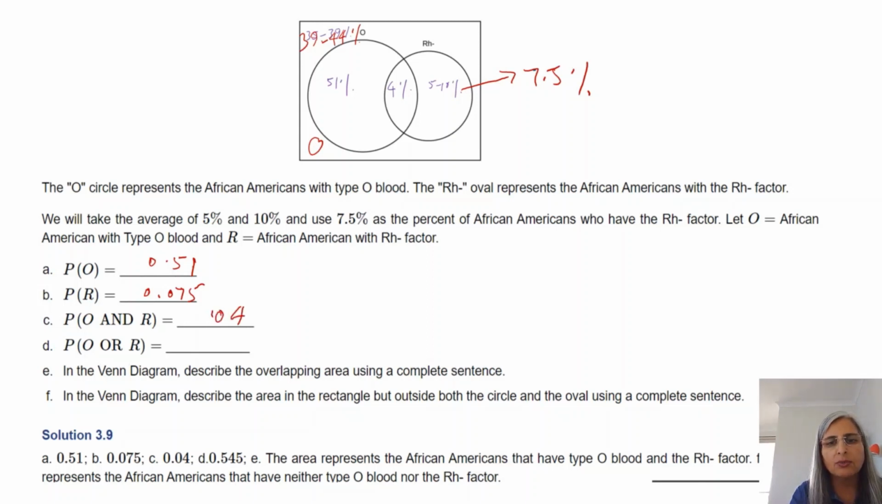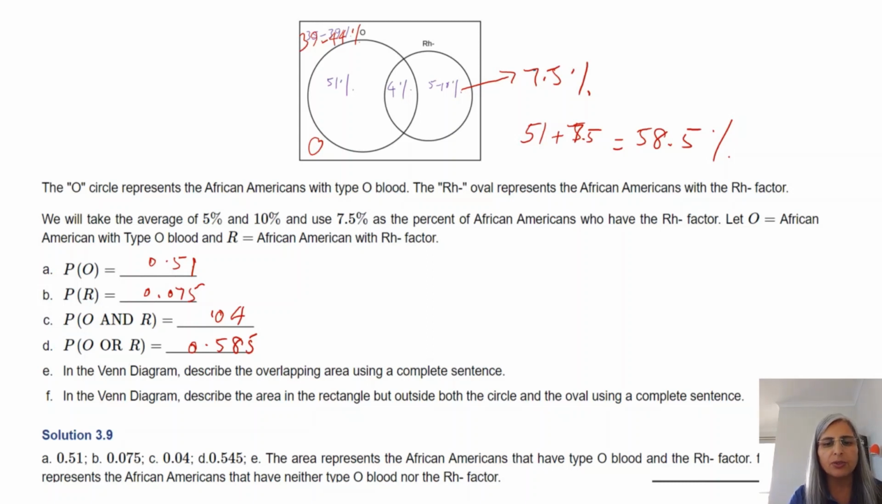And the union would be the sum of 51 and 7.5 after subtracting 4 once, because that's already included in 51%. So 51 plus 7.5 is 58.5. So in percentage, this is 58.5%, and so this becomes 0.585. In part E, in the Venn diagram, describe the overlapping area using a complete sentence.